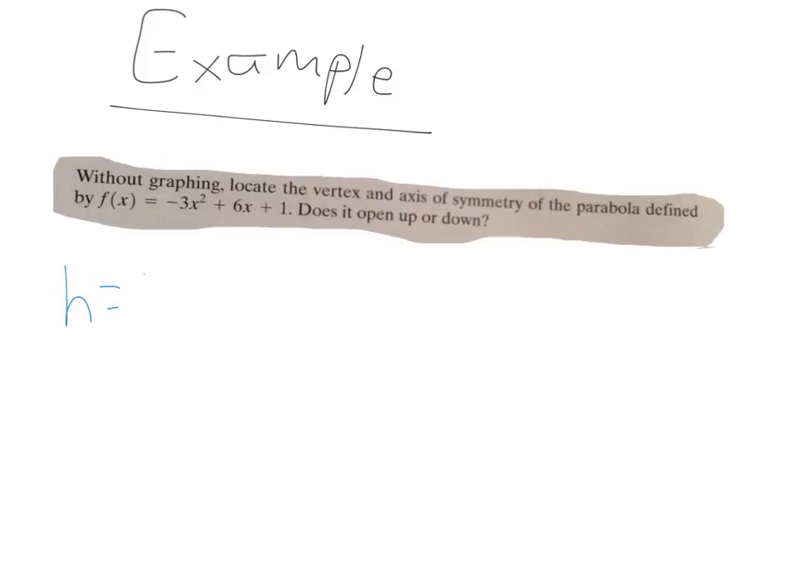Alright, remember the formula would be minus b over 2a. So it'd be minus, then it'd be 6 over 2 times negative 3. So it'd be minus, and then 2 times negative 3 is negative 6. 6 over negative 6 is negative 1. So the h part of our vertex is positive 1.